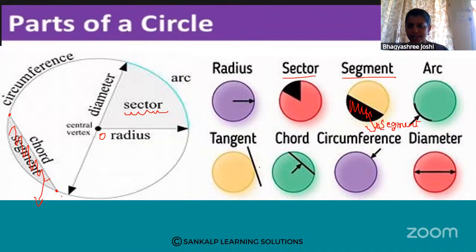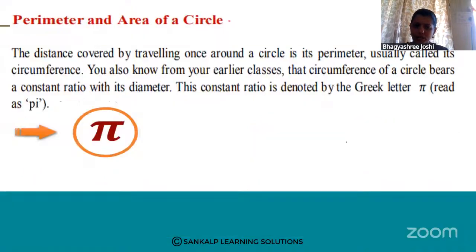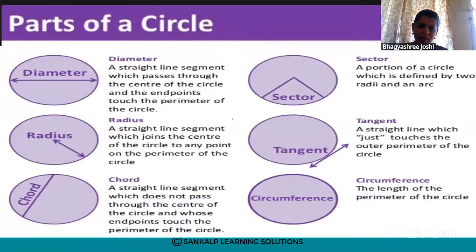Next, tangent. Yesterday only we discussed the tangent, the line which intersects the circle at one point. That line we call a tangent. Next, so this is a chord, circumference and diameter. What do you mean by circumference of a circle? So this is the diameter, radius, chord, already we have discussed.